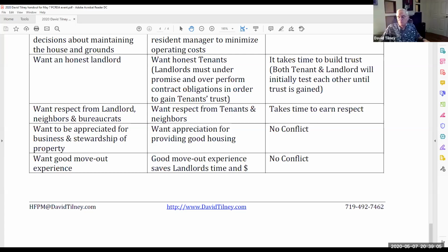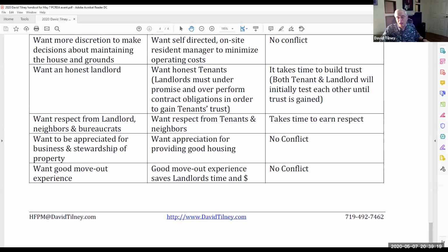They want more discretion to make decisions about maintaining the house and grounds. This is the one place where I really disagreed with Jack Miller, who was my main mentor. He wanted soldiers who would take orders. I want self-directed on-site resident managers who will minimize my operating costs.